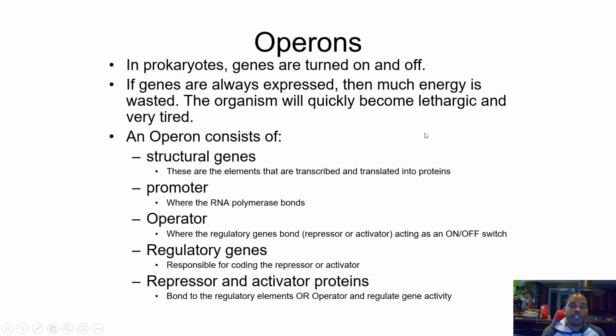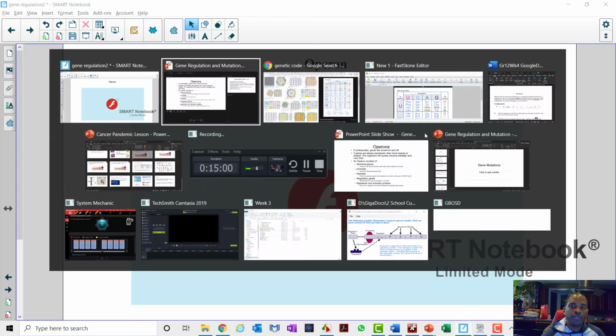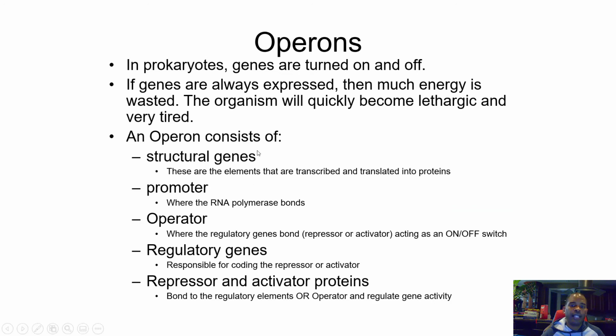The operon is a part of the genetic control. The operon is used to allow the cell, whatever cell we're talking about, to clump all the units needed to produce a particular protein or to run a particular sequence of events together.